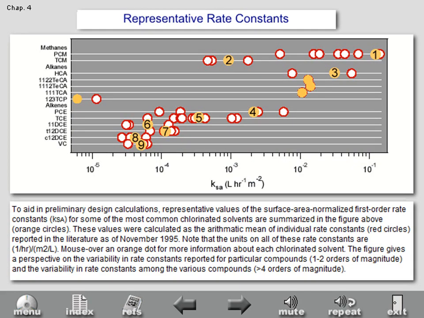To apply the analytical design method, it is necessary to have rate constants for degradation of each contaminant. Representative values of these rate constants are summarized in this figure. Move the mouse over each orange dot for details on each compound.